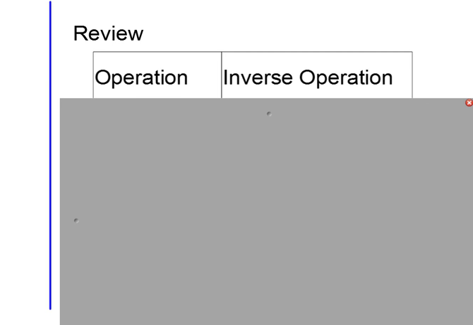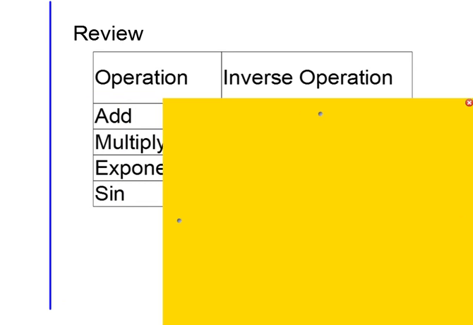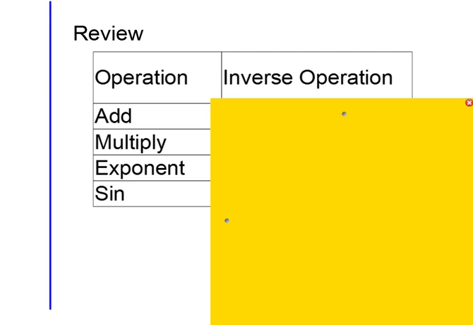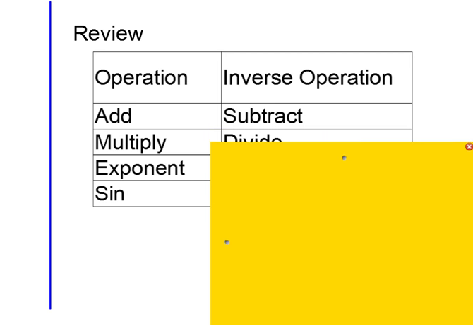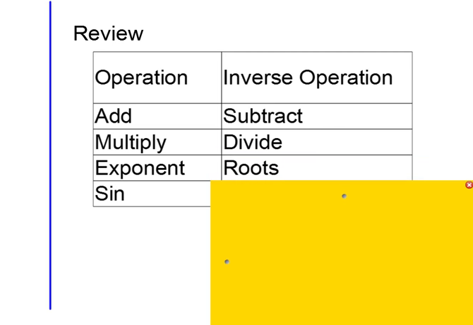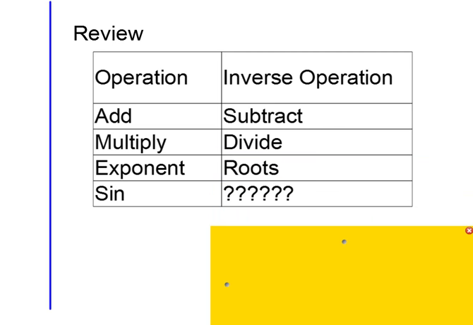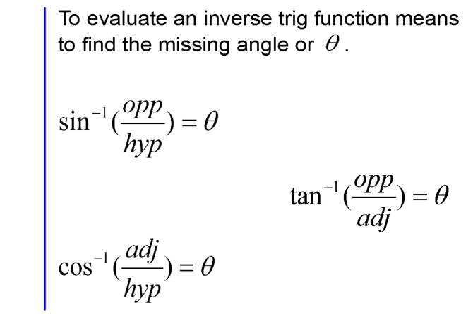Let's do a little review. You don't have to write down the screen, but just think about it. When I ask you what is the inverse operation for each of these different operations, you'd probably say that the inverse of adding is subtracting, and the inverse of multiplying is dividing. Remember that the inverse of exponents like squaring is square rooting, so roots. But what is the inverse of doing sine? Well, there's an operation for that.